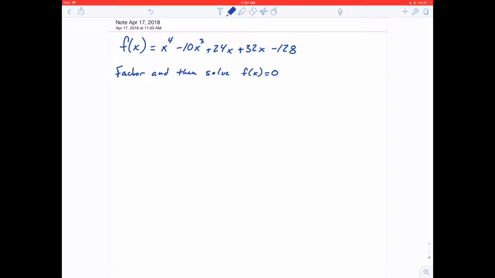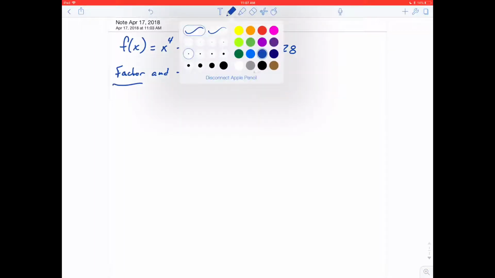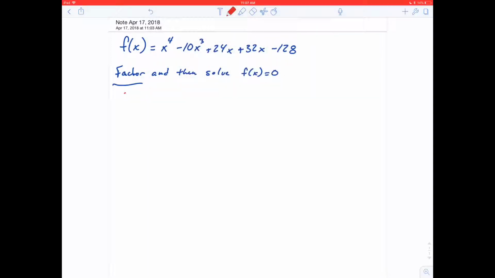All right, so we have a function f of x, and we need to factor this, and then we need to solve f of x equals 0. So essentially what this means is we want to put this in linear factors, like x plus a number times x minus a number times x minus a number or plus a number. This could be the plus or minus. And that's what you want to do.